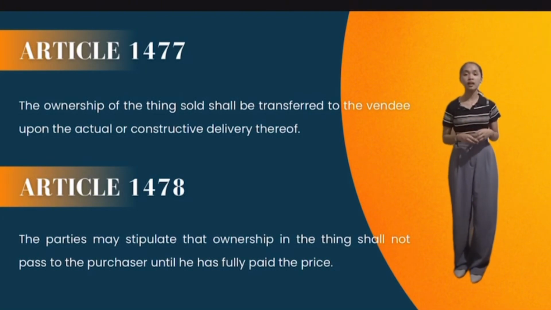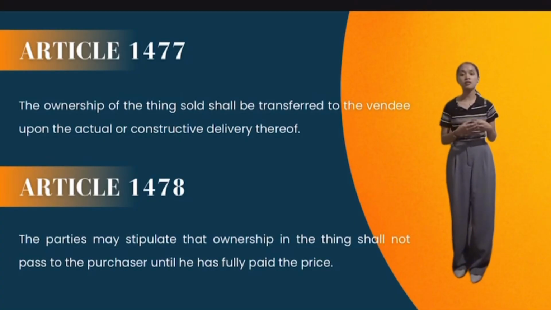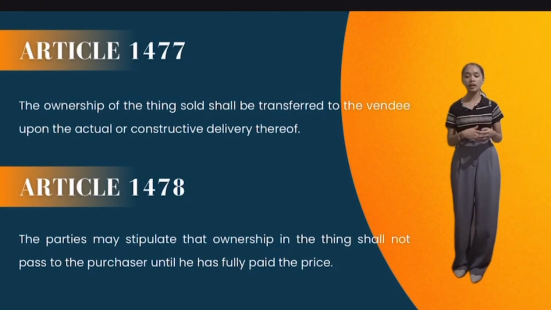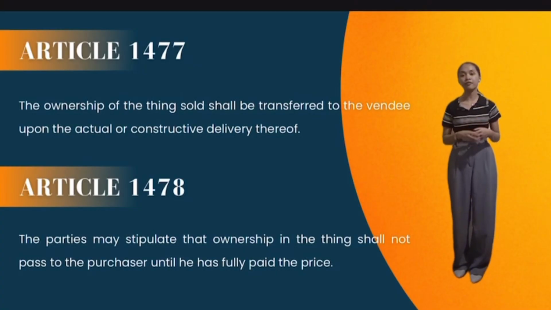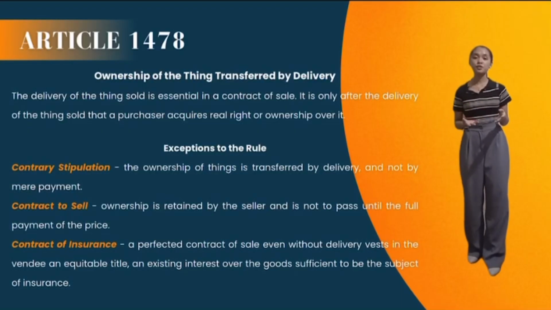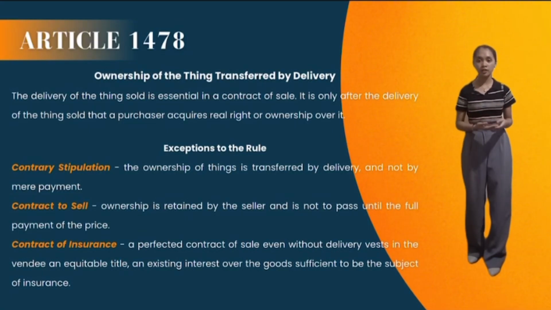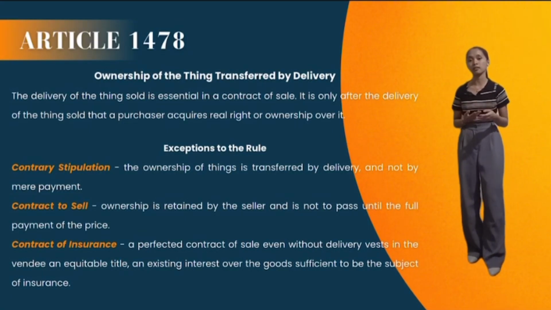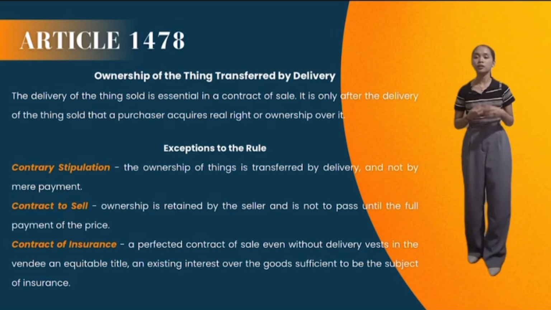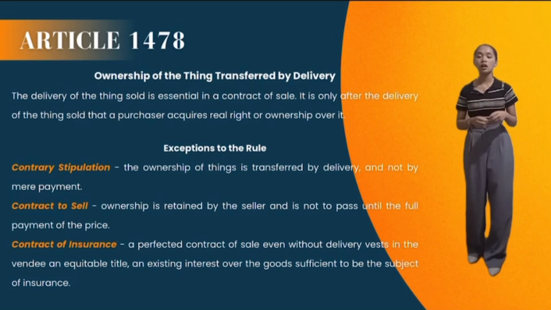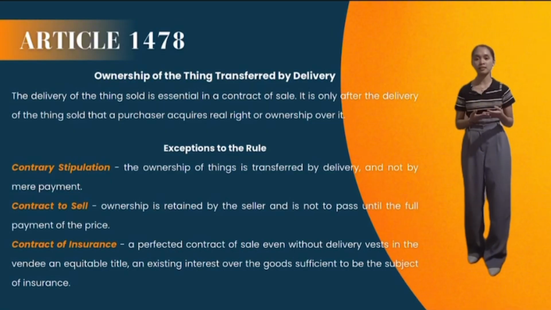Article 1478: the parties may stipulate that the ownership shall not pass to the purchaser until he has fully paid the price. The ownership of the thing is transferred by delivery. The delivery is essential in a contract of sale, and there is a real right after the delivery of it. Exceptions to the rule. First, contrary stipulation. The ownership is transferred upon the delivery and not by mere payment, but the parties may stipulate that the ownership is retained by the seller until the purchaser has fully paid the price.